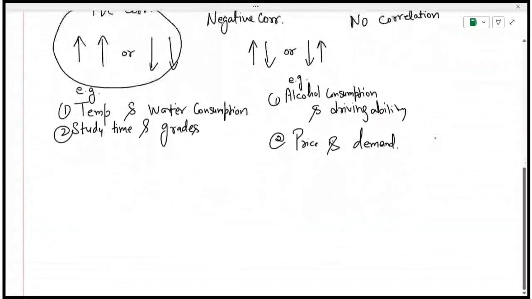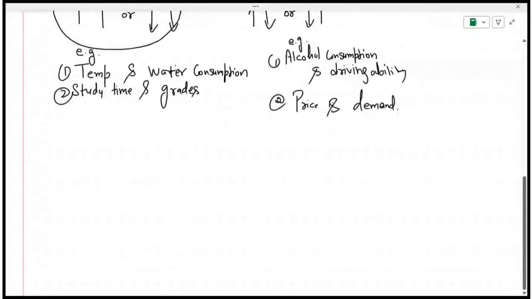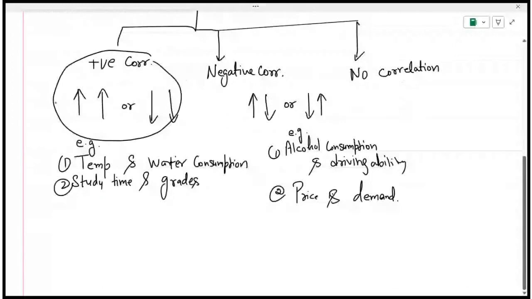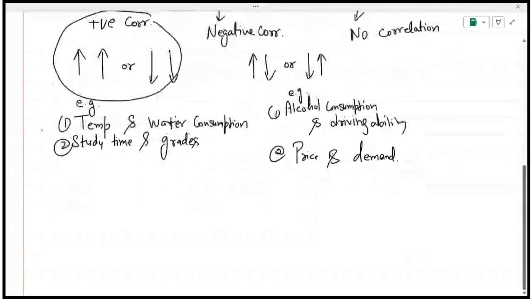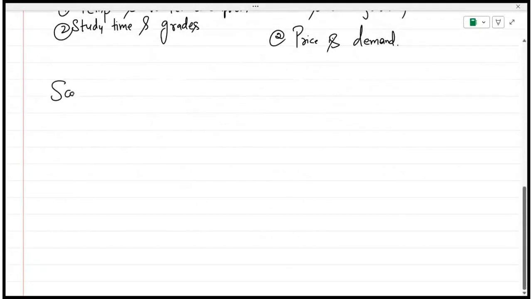If there is any doubt in positive, negative, or no correlation, you can ask. Otherwise, I am moving ahead. The next thing is we must know the meaning of scatter diagram.